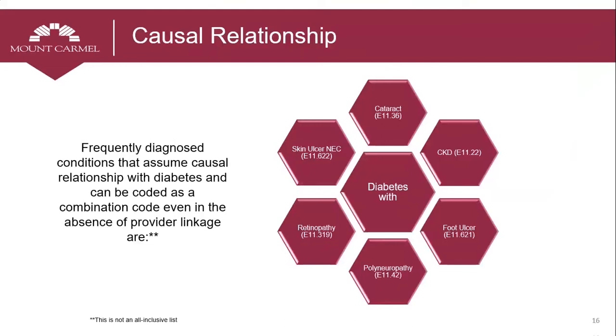There are multiple complications that have a causal or assumed relationship with diabetes. Some of the most common causal complications include skin ulcers or diabetic skin ulcers, diabetic foot ulcers, cataracts, chronic kidney disease, neuropathy, and retinopathy. When these conditions and diabetes are both documented in the medical record, they should be coded together even if the provider does not state that they are related. The only time they should not be coded using the combination code is when the provider specifically states in the medical record that the diabetes and complications are unrelated.